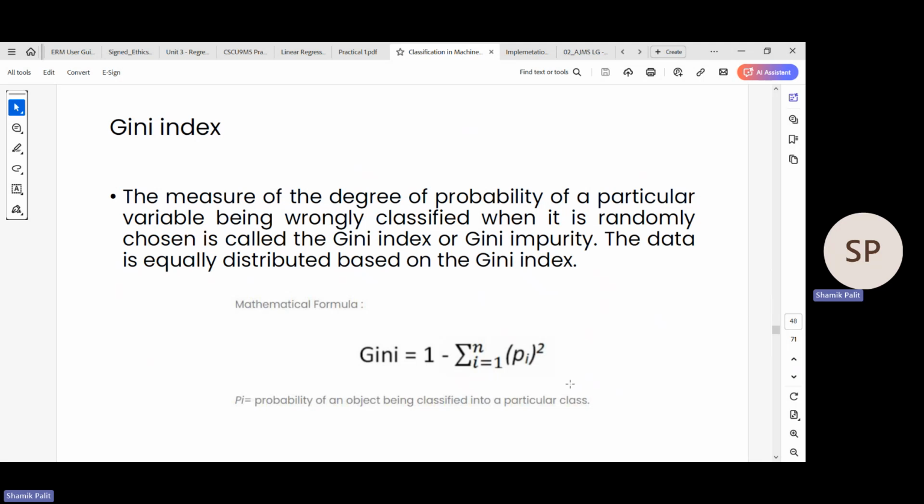If I consider the Gini index, it is nothing but the probability of a specific variable being wrongly classified. If you can see this equation, it's very clear: Pi represents the probability of an object being classified into a specific class. And obviously here we are selecting in a random manner. So this is what is called the Gini index.